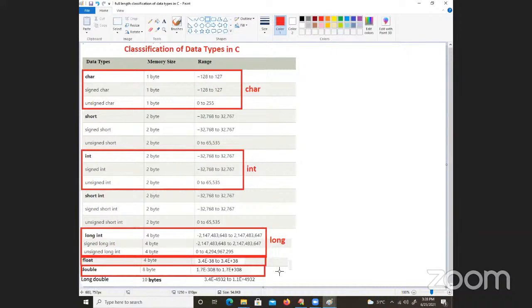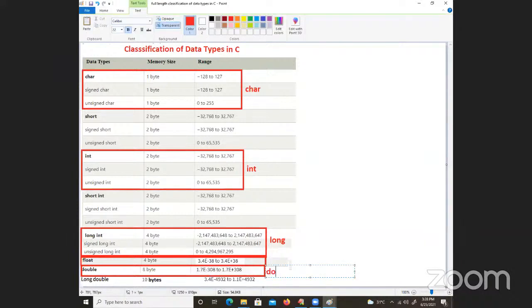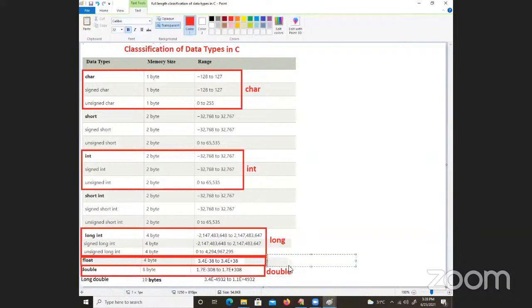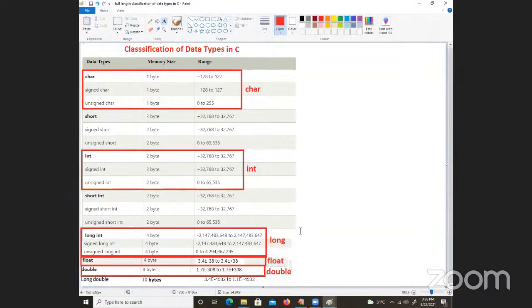They expressed the scientific notation 1.7e minus 308. This is called a double. And this is called a float. What is the calculation I said? That is a major important calculation.